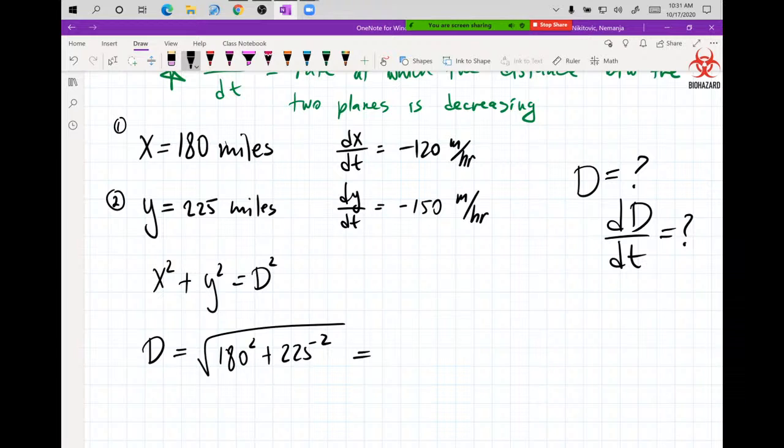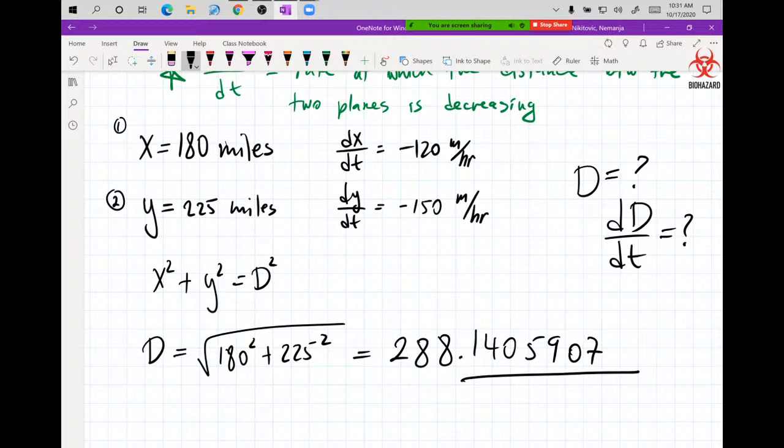And that gives you, oh, I'm going to write something silly just to make a point. That's going to give you 288.1405907. At which point I'm going to say, really? We're talking miles, and you're going to give me the decimal that long, which is actually fractions of an inch? No one cares. Keep one decimal, maybe, right? If you want to be really annoying, keep two for the distances in miles. But keeping all of this stuff? No, right? So, I don't know, 288.1, right?